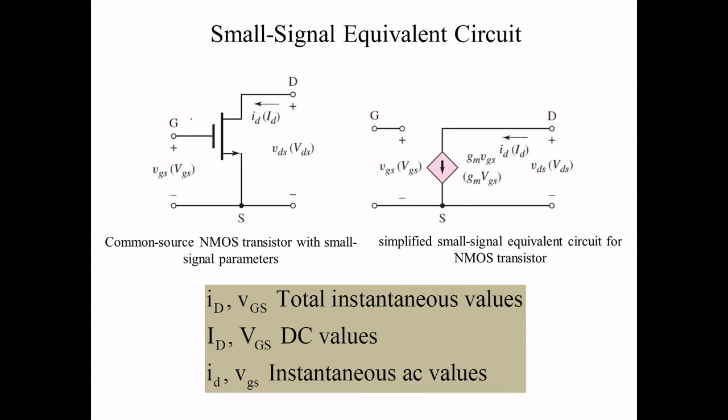You can see this is a MOSFET: gate, drain, source. Before that, the total instantaneous drain current is represented by a small i, capital D. The DC value is represented by a capital I, capital D, and the AC value is represented by a small i, small d. So gate, drain, source, and this is your total instantaneous representation.